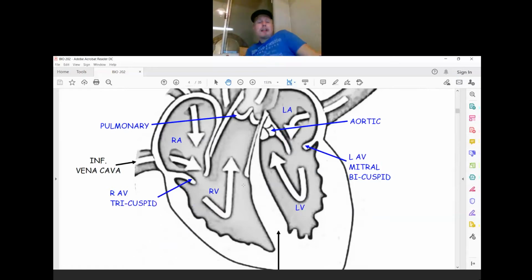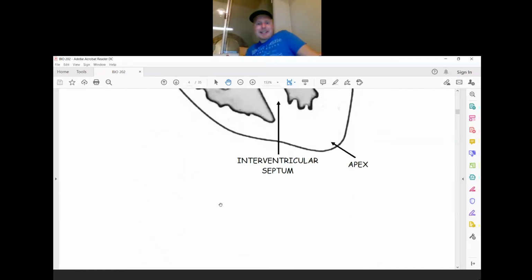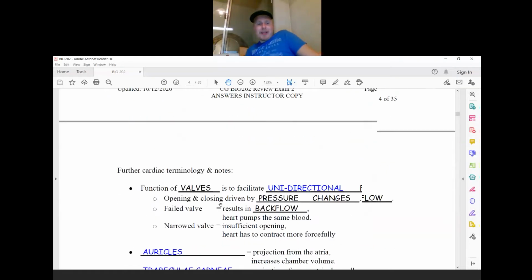So all you need to fill in here for your review notes is the right atrium, right ventricle, left atrium, left ventricle, and then the valves. So we start with the right AV valve, also known as tricuspid valve, our pulmonary valve, our left AV valve, also known as mitral valve, also known as bicuspid valve, and finally our aortic valve. So that's our heart anatomy.